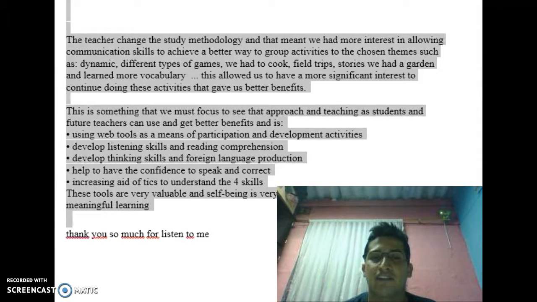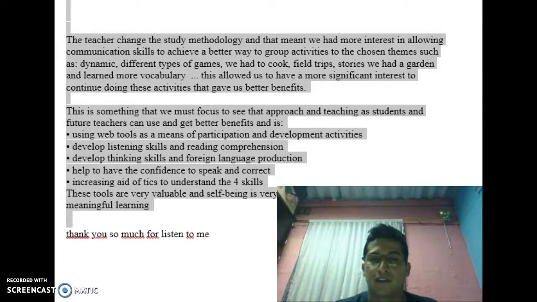The teacher changed the study methodology, and that means we have more interest, allowing communication skills to achieve a better way to do group activities, choosing dynamic things such as different types of games. We had to cook, field trips, study, we had a garden, and learned more vocabulary. This allows us to have more significant interest to continue doing the activity that has some better benefits.